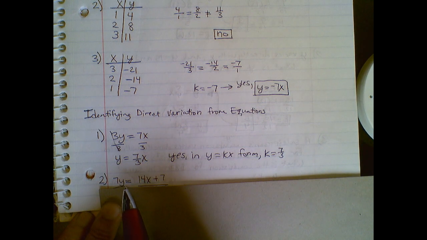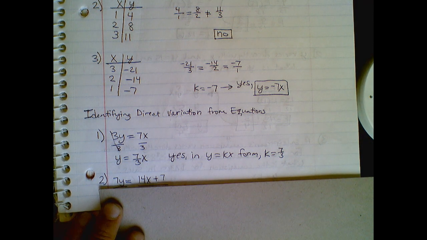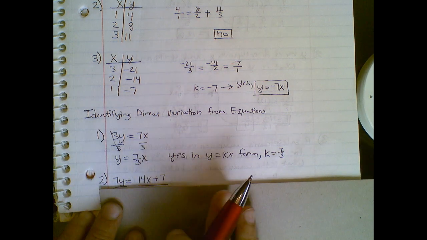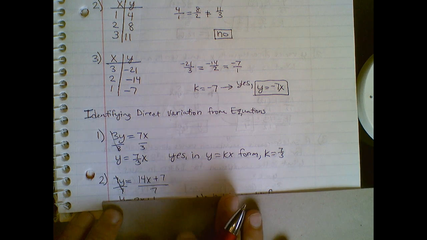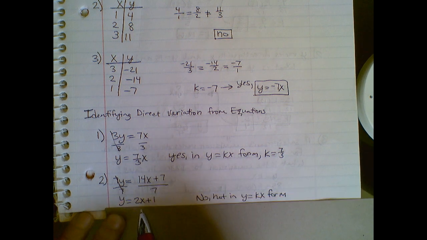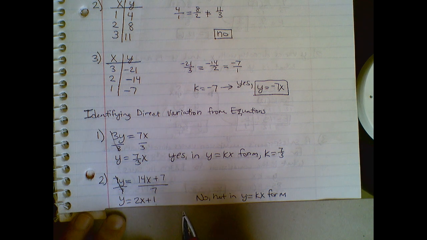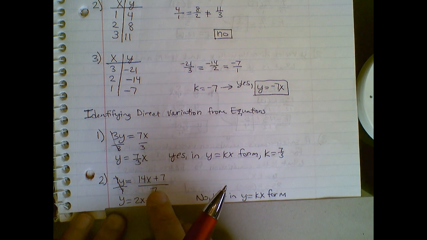If my equation is 7y equals 14x plus 7, I would need to, again, get the y by itself before I can tell. So they're multiplying, so I go ahead and divide both sides by 7. These 7's cancel out. So I get y equals, and then I'm going to divide both of these numbers by 7. So 14x divided by 7 is 2x, 7 divided by 7 is 1. So my new equation is y equals 2x plus 1. This one would be no, it is not a direct variation one because of this +1 at the end. If it didn't have that +1, then it would be yes, a direct variation, and then my constant of variation or my slope would be 2.